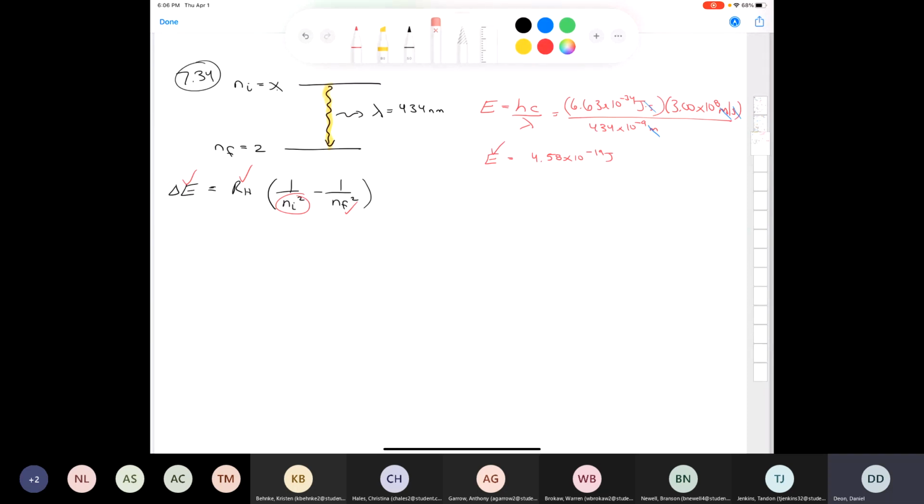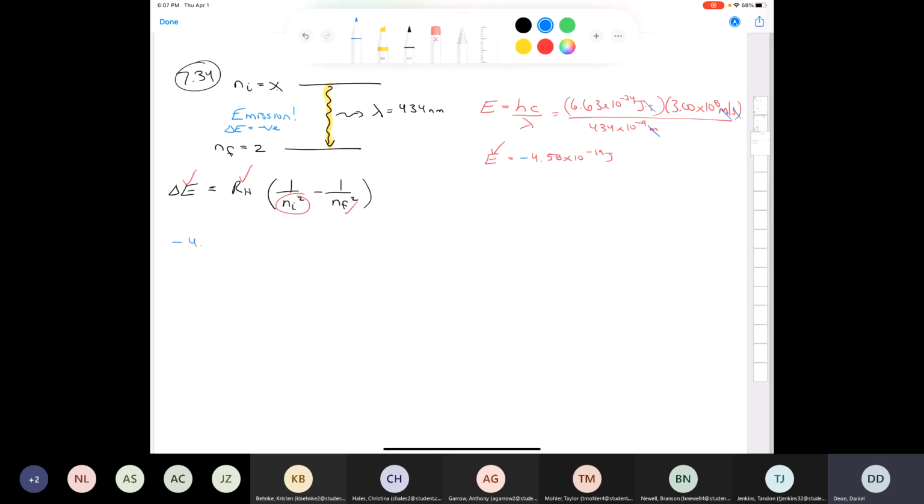No? Okay. Well, this is emission, right? If it's going from a high energy level to a low energy level, this is emission. And if it's emission, delta E is going to be negative, right? We didn't put any negative numbers in here, but we know that this amount of energy was released. It was emitted. And so we're going to put a negative sign in front of that.